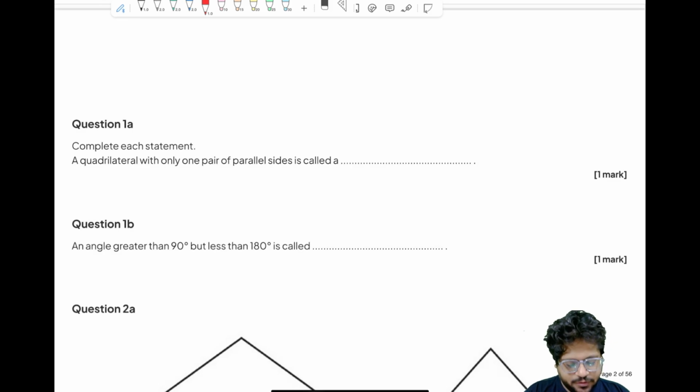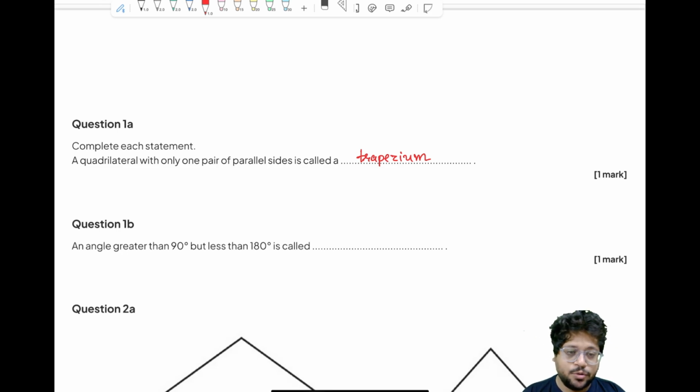Okay, so first question is, complete the statement, a quadrilateral with only one pair of parallel sides is called what? So we have seen properties of all the kinds of quadrilaterals, and the first quadrilateral which we discussed was a trapezium. Trapezium is a quadrilateral whose one pair of opposite sides is parallel. So here it is trapezium. Clear?